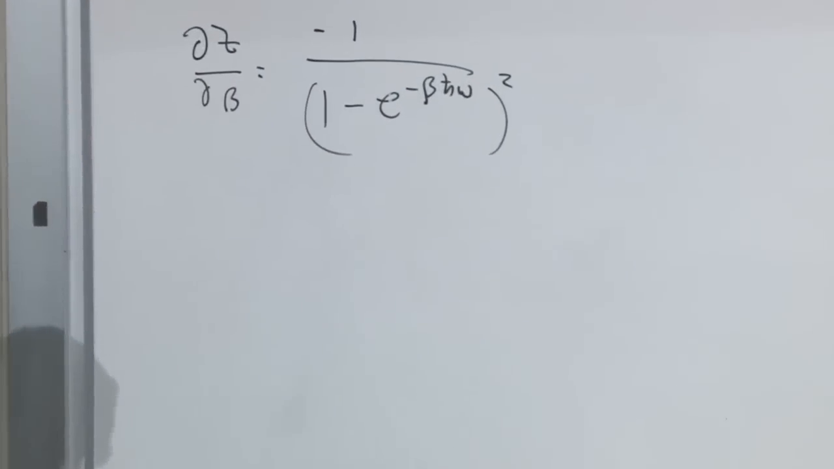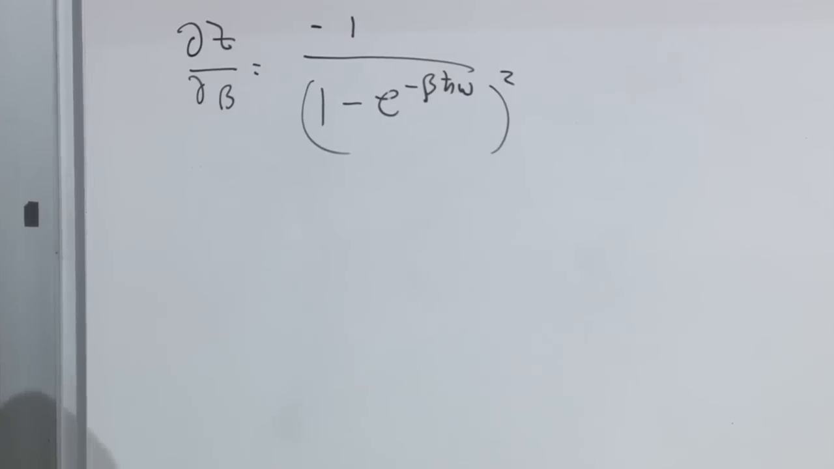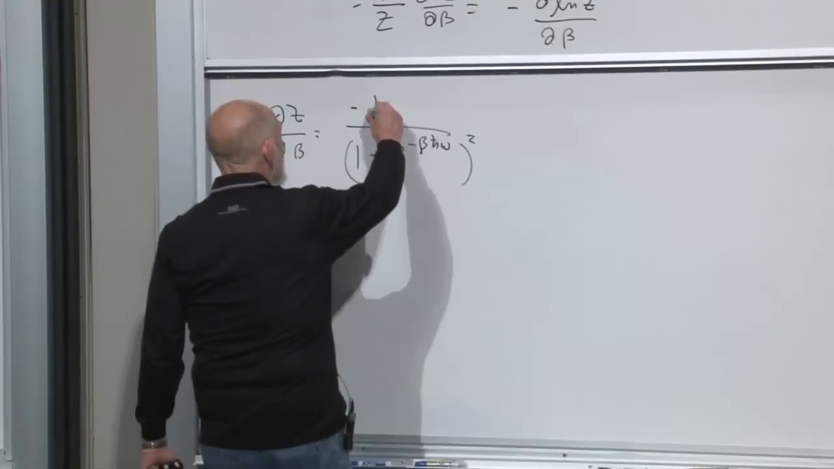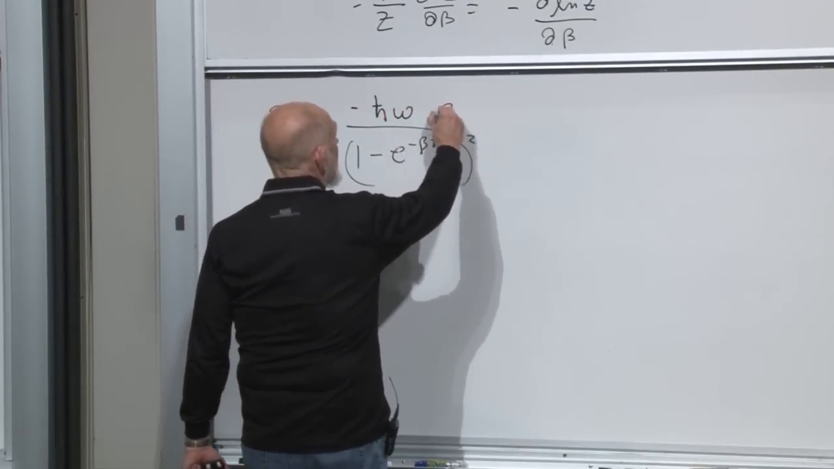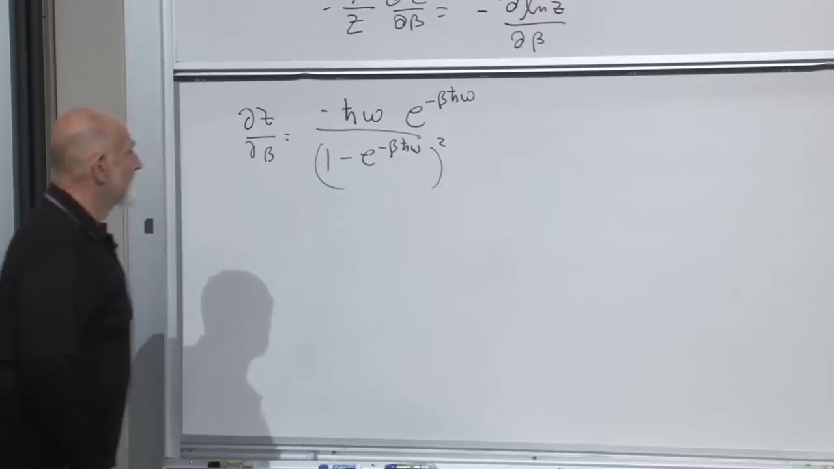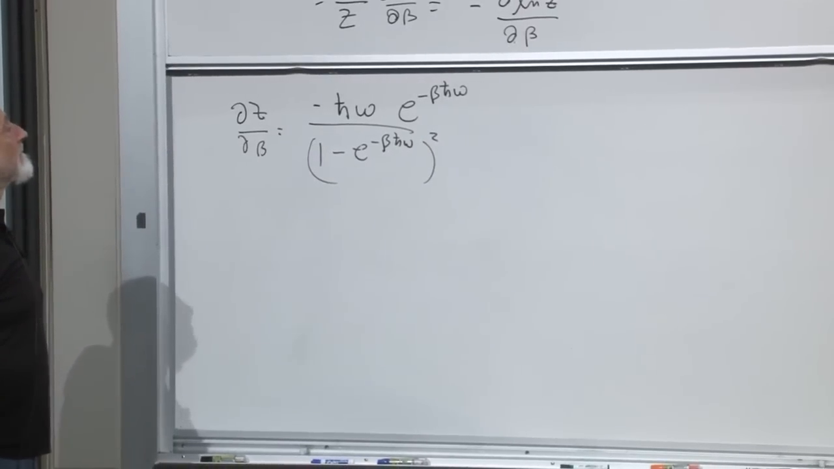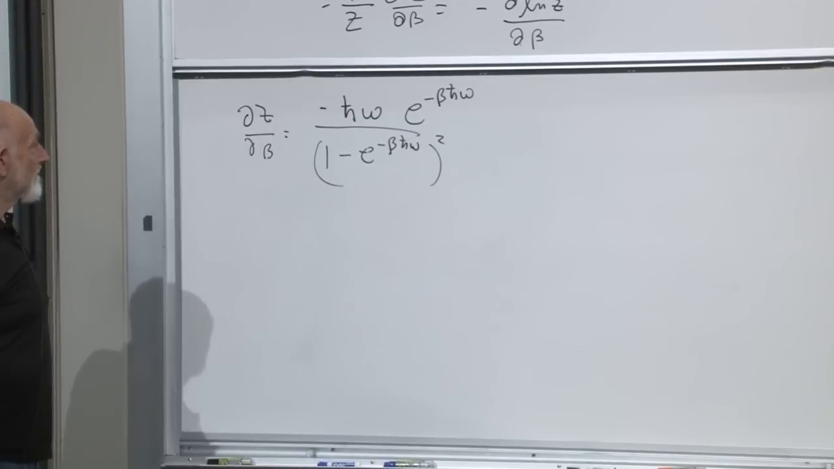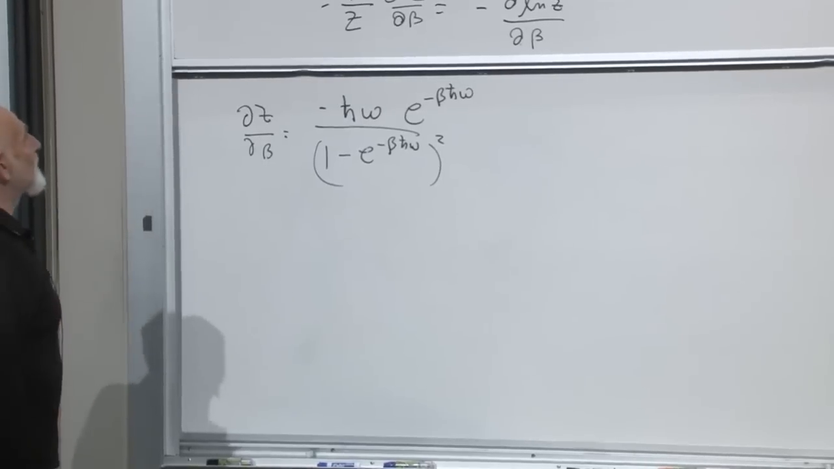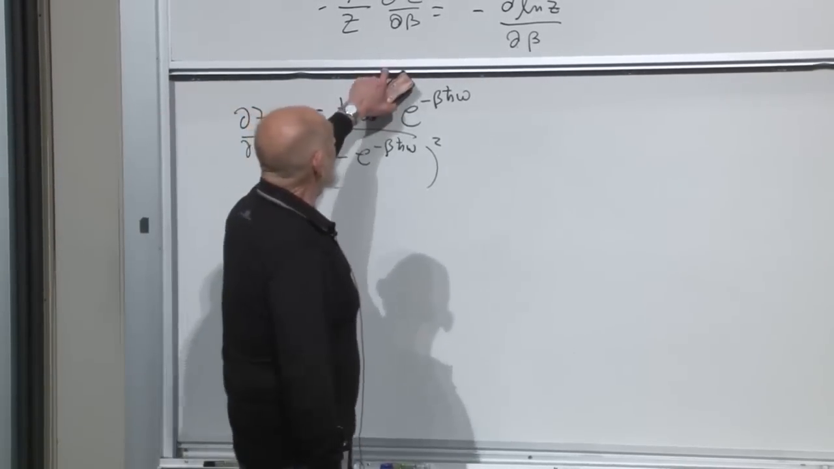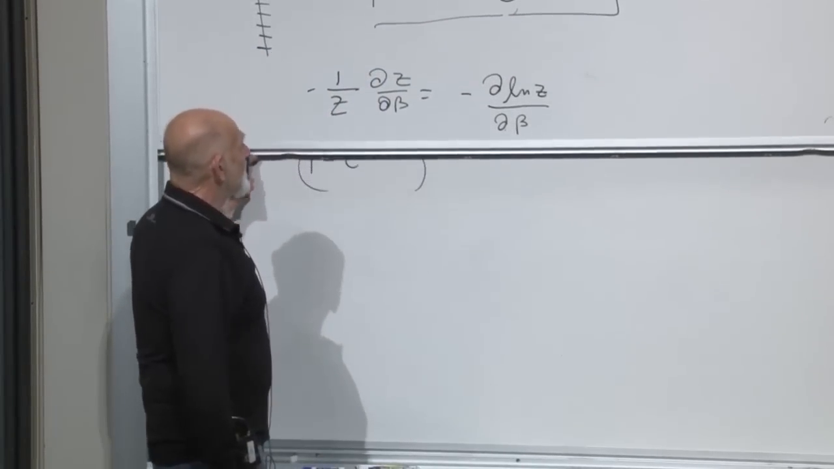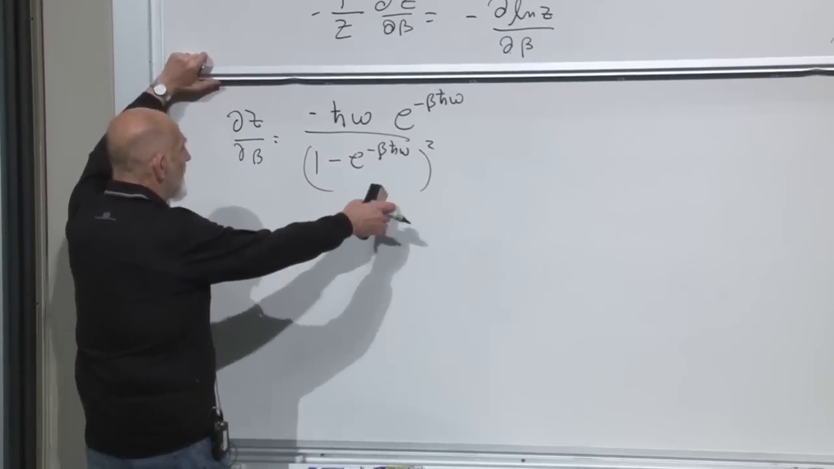Well, what's the derivative of the exponential with respect to beta? h bar omega times e to the minus beta h bar omega, right? That's it. Minus h bar omega. Minus here. Oh, that's what it is. Yeah. Okay. Now we have to divide by Z. That means multiply by 1 minus e to the minus beta h bar omega, okay? Multiply by that, and that gets rid of one factor here.